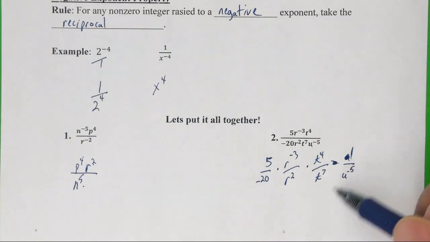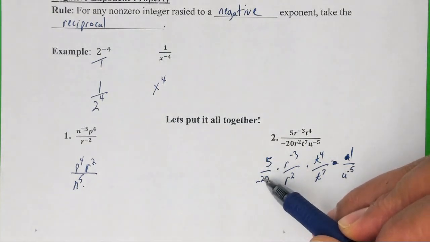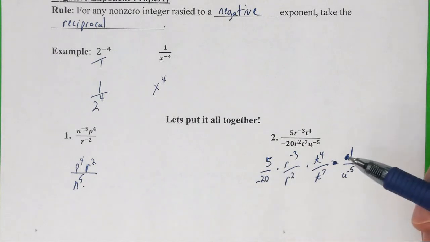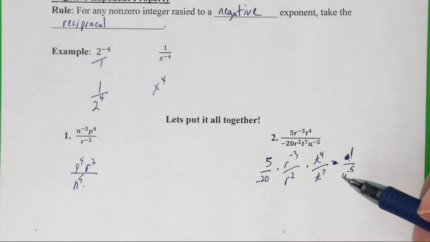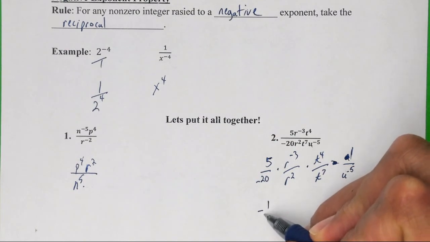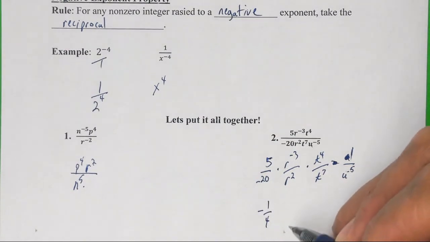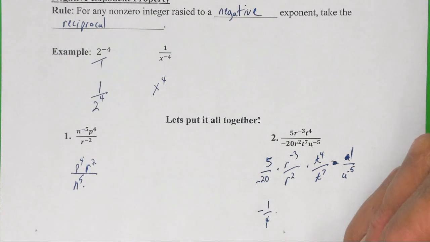Now I'm going to go through and simplify each one. So 5 over negative 20, 5 divided by negative 20, if you type that in your calculator, you'll get negative 0.25, or in other words, negative 1/4. I want the fraction. Please give me the fraction. That's not really a request.